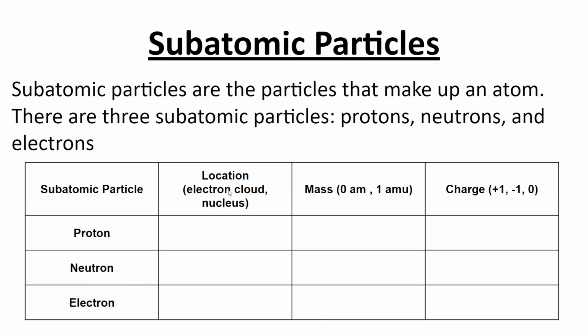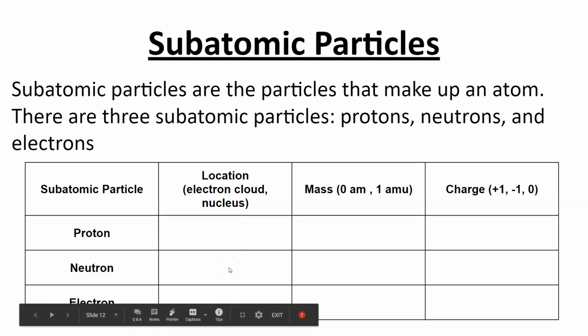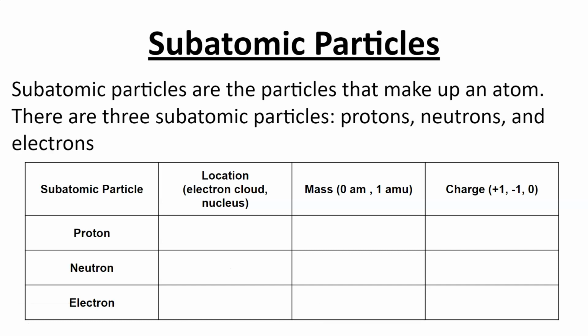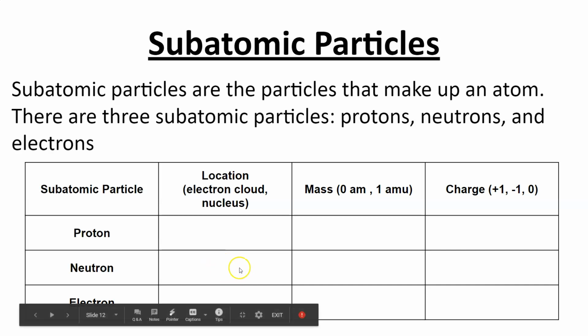And in the table, for example, for location, you're going to write down whether it's in the electron cloud or the nucleus. So for protons, would you find that in the electron cloud or nucleus? Wherever you find protons, that's what you put here. For neutrons, where do you find that? Electron cloud or the nucleus? Once again, wherever you find neutrons, you put the correct location in that cell. And the same thing for electrons. You do the same thing for the mass, 0 AMU, 1 AMU, and then also for the charges for each one.